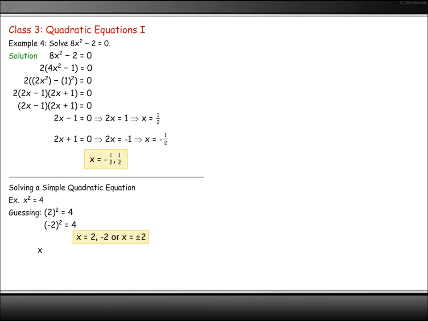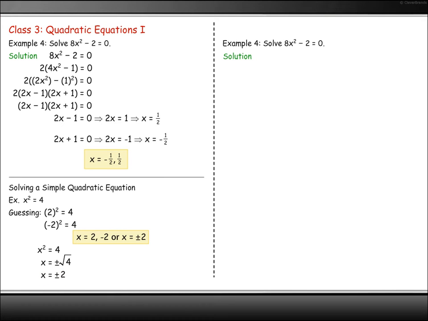This is how you solve x squared equals 4. To get x on its own, get the square root of both sides. The square root of 4 is 2, giving an answer of plus or minus 2. Let's do example 4 again. You're going to do this example using a different technique.